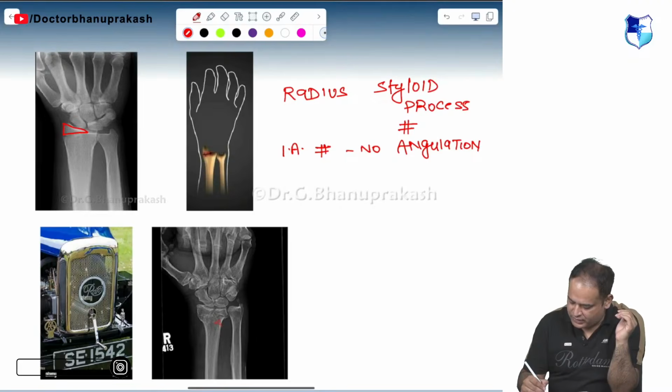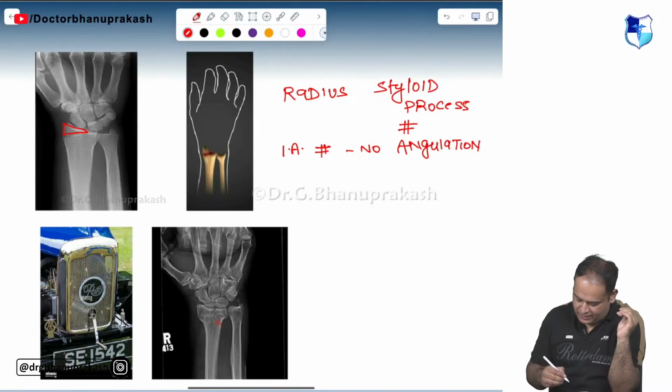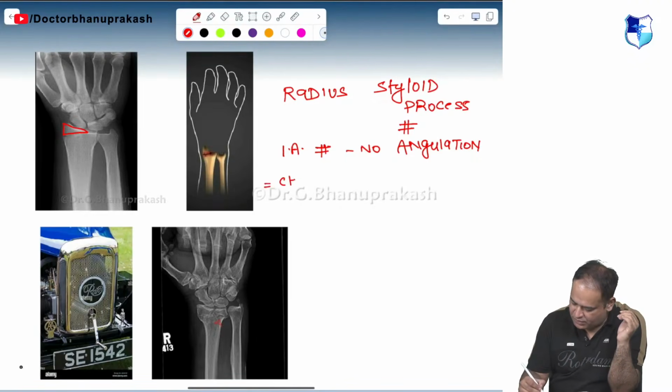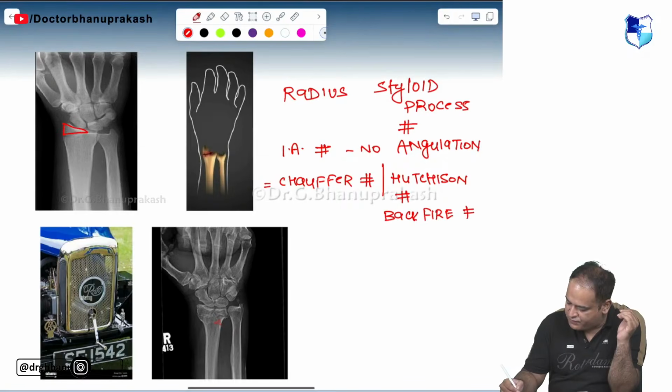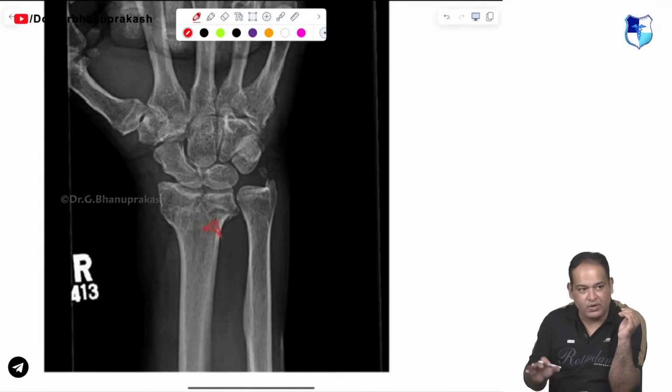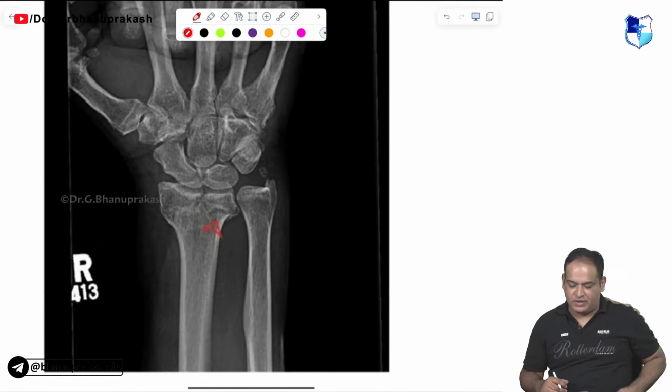Okay, so what is this? This kind of fracture is called Chauffeur fracture, also called as Hutchinson fracture, also called as backfire fracture. Now, can anyone tell me the name of this fracture?